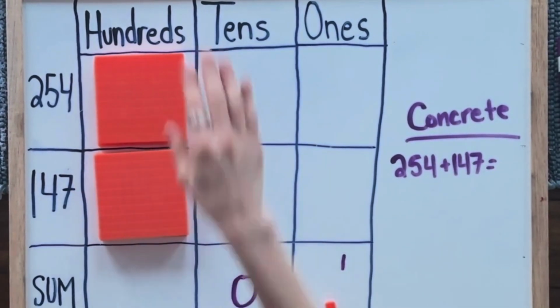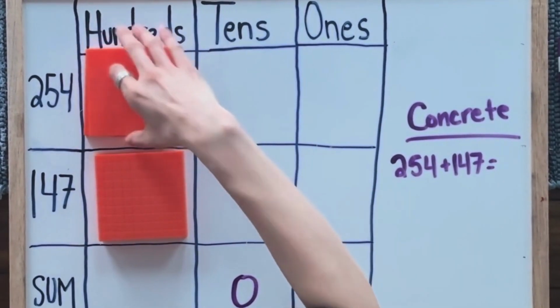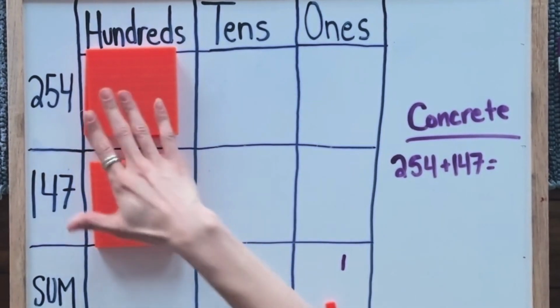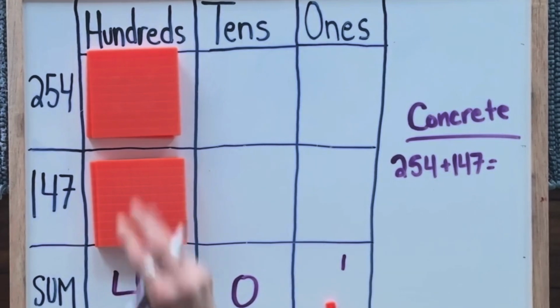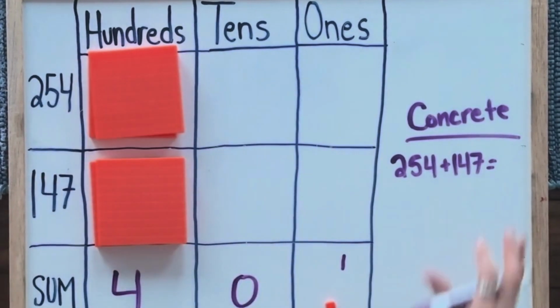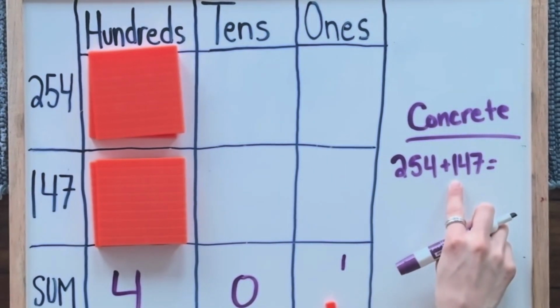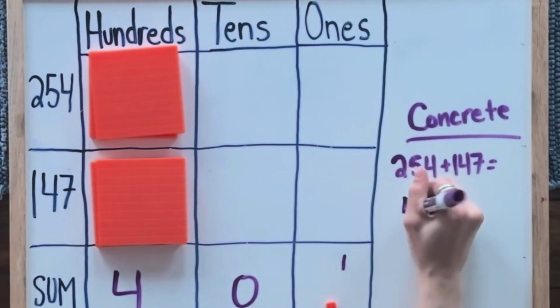Moving to our hundreds, we have 2 flats and 2 flats. So if we add these flats together, that gives us a total of 4 flats. So 4 hundreds. So our answer for 254 plus 147 is going to be 401.